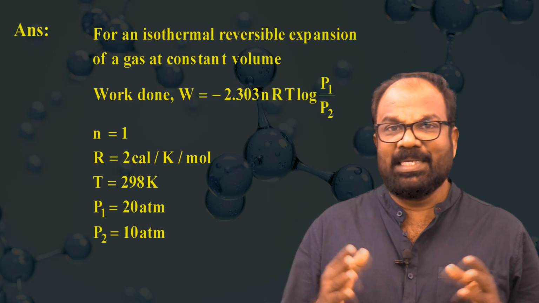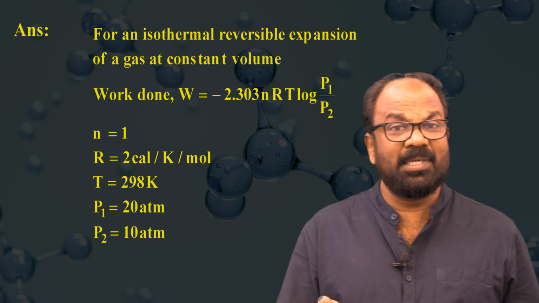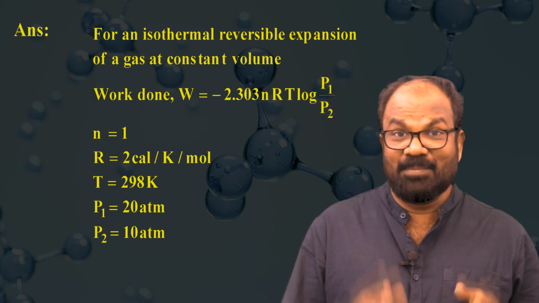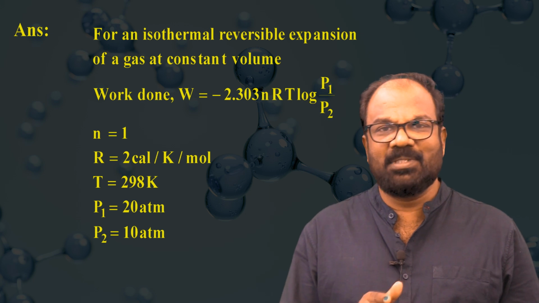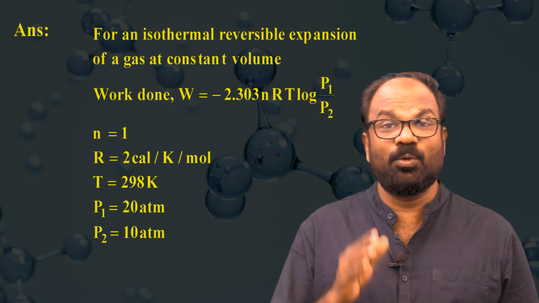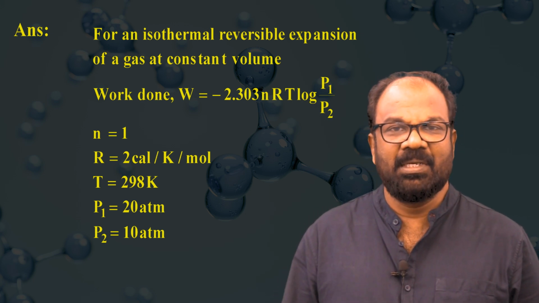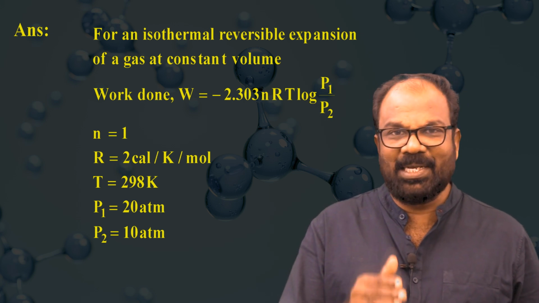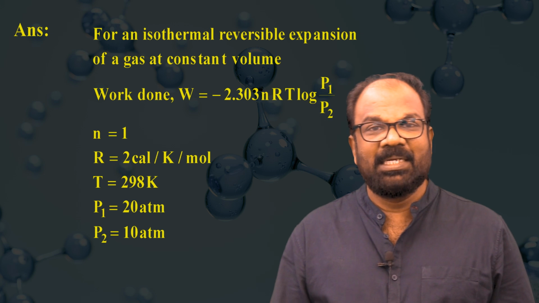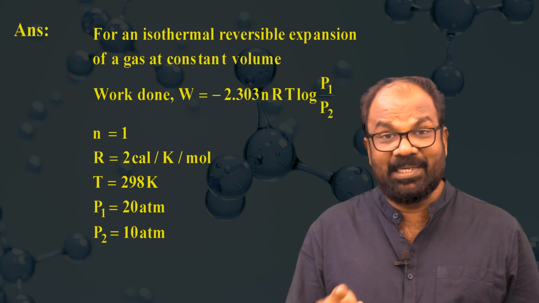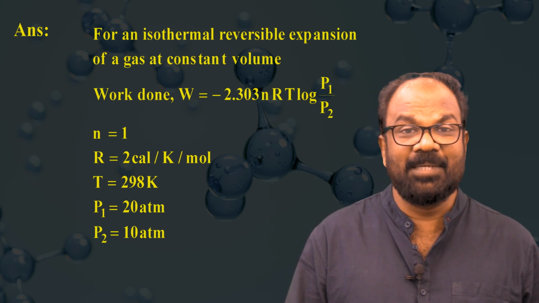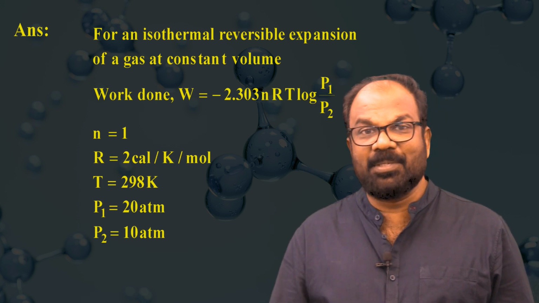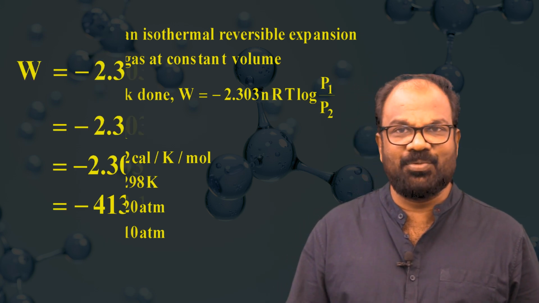Listen, for an isothermal reversible expansion of a gas, the total work done W is equal to minus 2.303 nRT log P1 by P2. Here n, the number of moles, is equal to 1. R is given as 2 calories per Kelvin per mole. Temperature T is equal to 298 Kelvin, that is 25 degrees centigrade. Initial pressure P1 is 20 atmosphere and the final pressure P2 is 10 atmosphere.